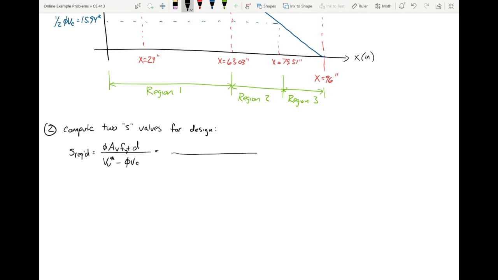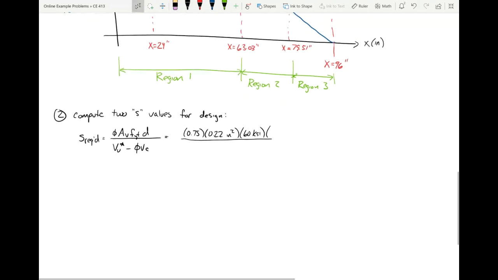So on the top, we have 0.75. Then we have 0.22. We have 60 KSI. And then D was 24 inches. Oh, sorry about that. And then VU star was 69.6 kips minus 31.88. Okay.